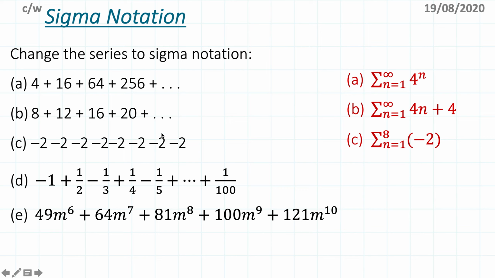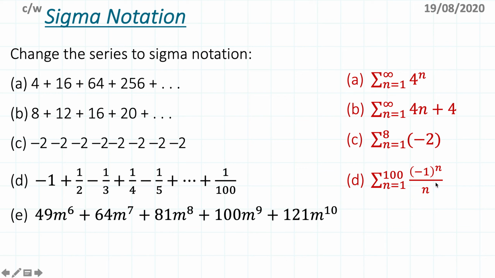We then have this as -2, but there's no substitution that goes on, and there's only 8 of them, so this is what the n equals 1 is. This is what these do. There's no substitution here. It just tells you that you have to repeat the summation 8 times.